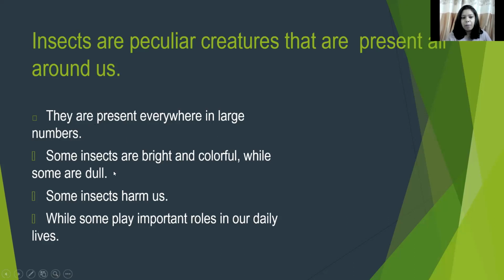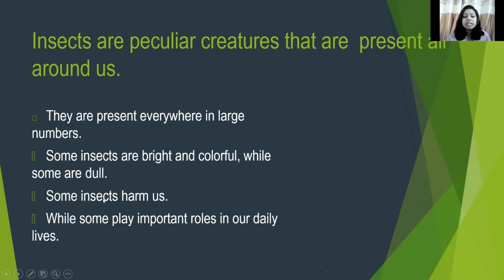Some insects are bright and colorful while some are dull. Bright and colorful, for example, your ladybird and your butterfly. But insects that are dull, like the mosquito or the ants, don't have much color. They are either black or gray.